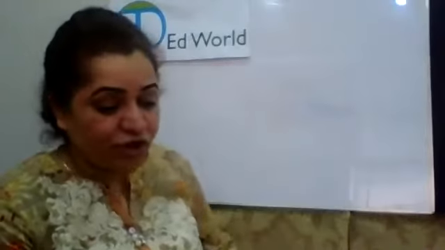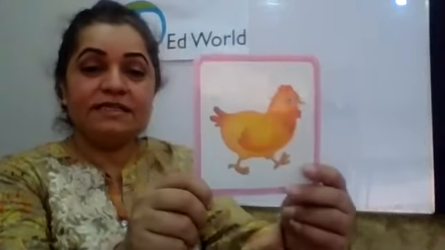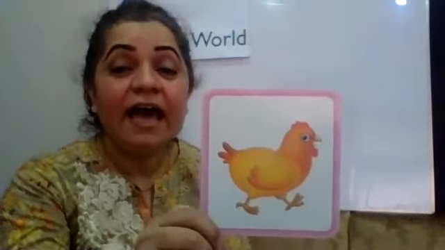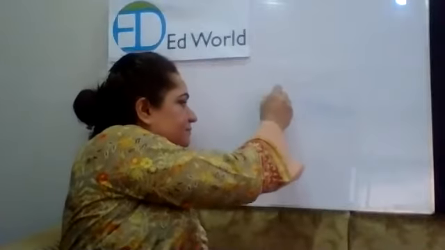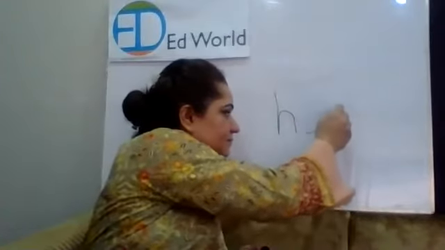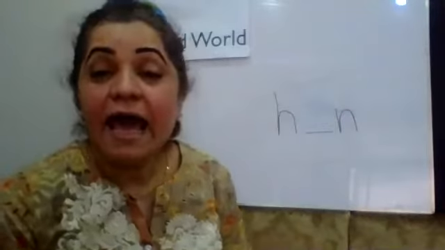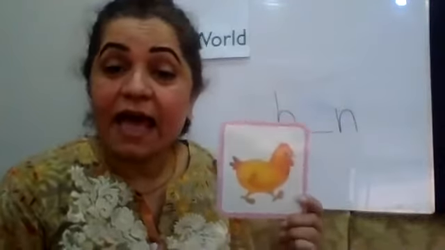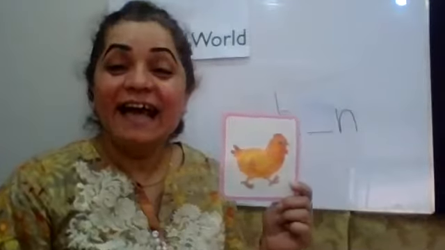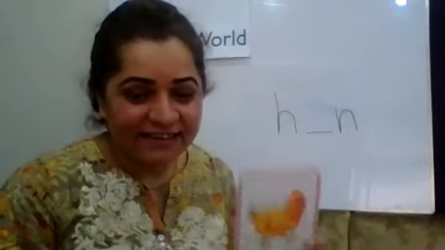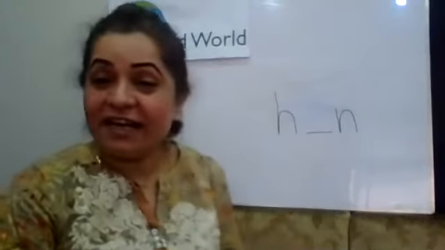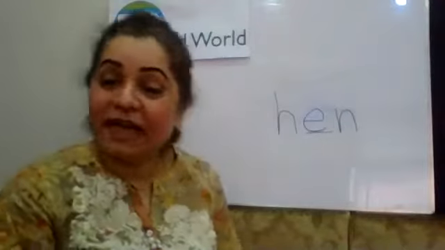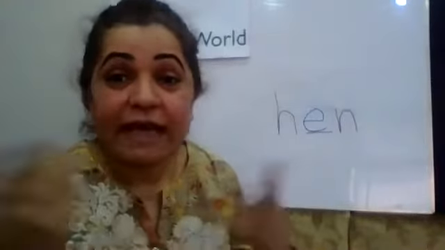Okay, now another picture. What is this? Hen. We did that when we were doing H. Hen, yes, hen. So I'm going to write it over here. Hen, eh, eh. The sign of eh is missing. Eh, egg, eh, elephant, eh, engine, hen. So what is the missing vowel over here? Hen. Yes, that is E. E for egg, E for elephant, E for engine, E for eggplant, E for excavator, we did that.